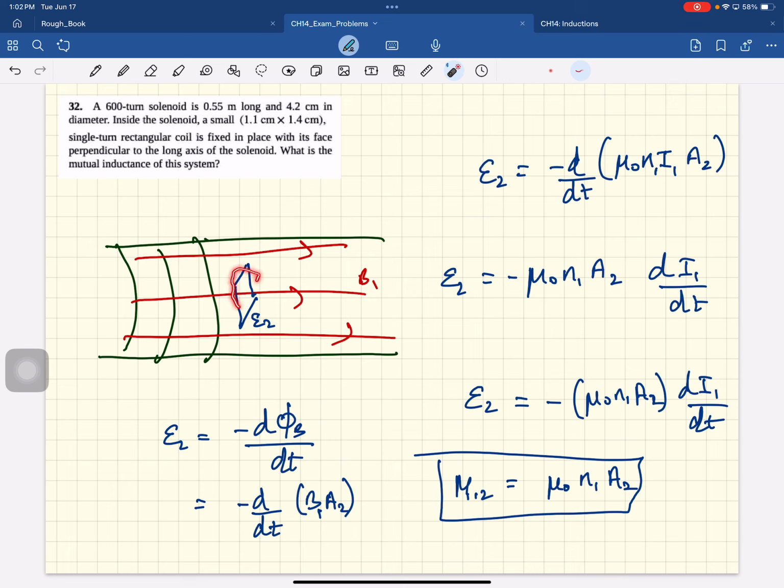If you have N2 turns here, you'll have a factor of N2 here. Okay? And so on. So, yeah, you have to figure out mutual inductance case by case, and you may or may not be able to find a formula.